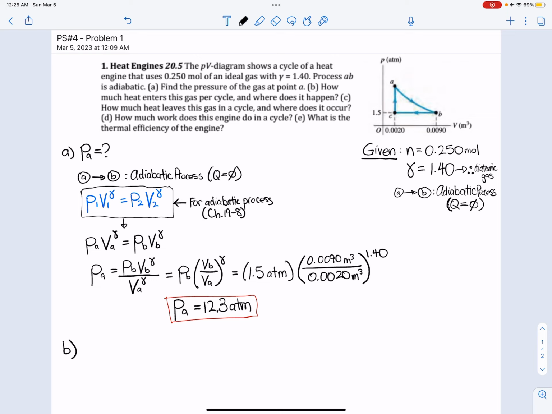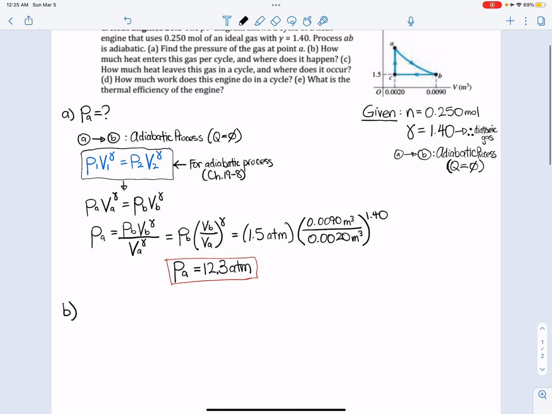We don't know if it's in the process where you go from state A to state B, or state B to state C, or state C back to state A. I do know this is a heat engine, so this is a closed cycle process. Anyways, I'm going to use the ideal gas law.